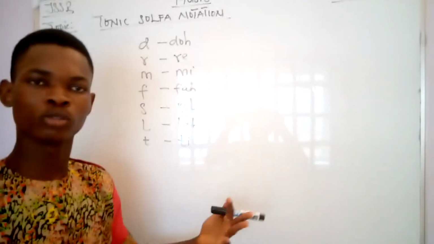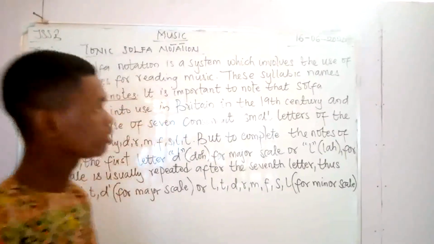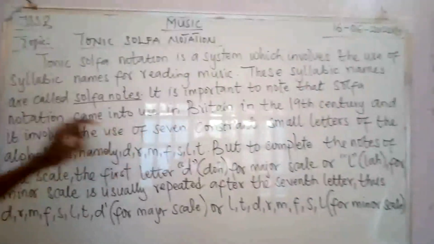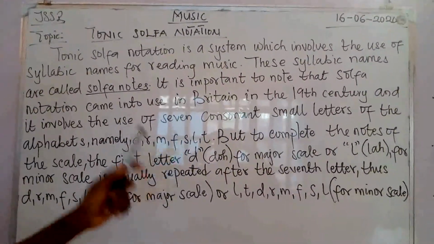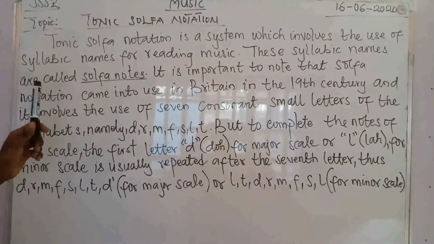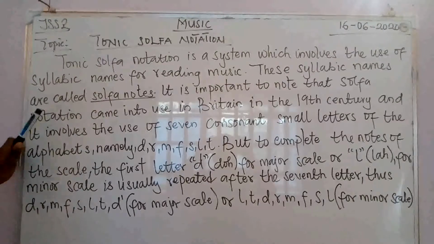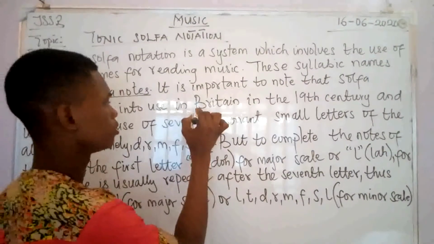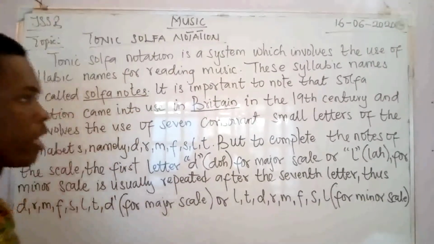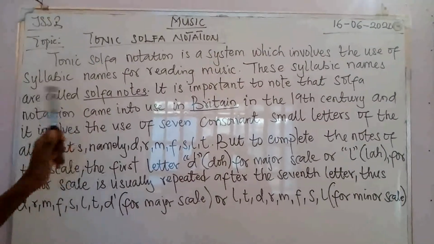So at this point, we'll take down some notes about tonic sol-fa and then we continue. As I said earlier, tonic sol-fa is a system which involves the use of syllabic names for reading music. These syllabic names are called sol-fa notes. It's important to note that sol-fa notation came into use in Britain in the 19th century, and it involves the use of 7 consonants.